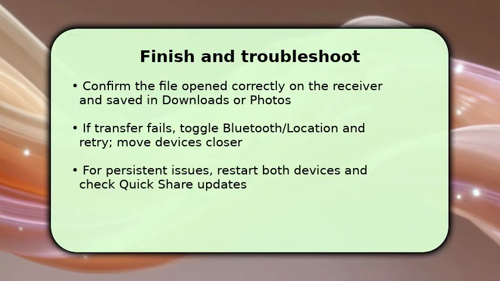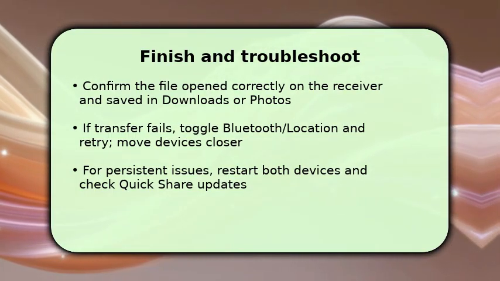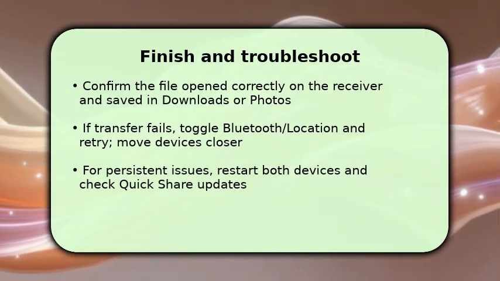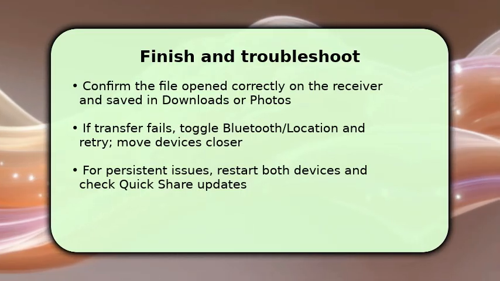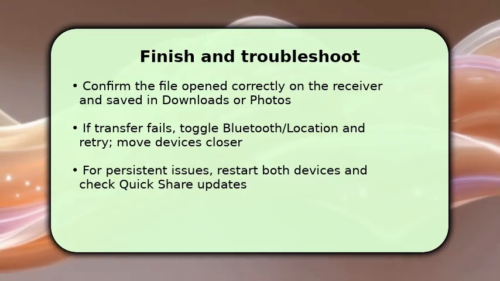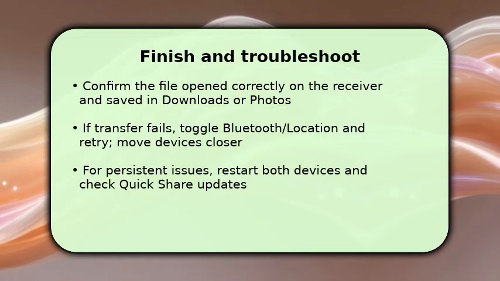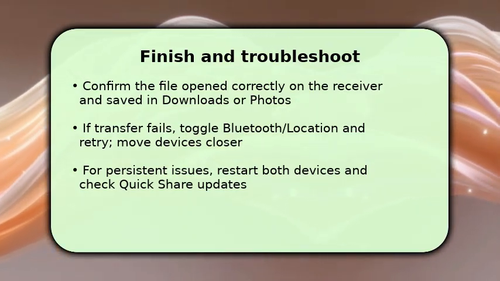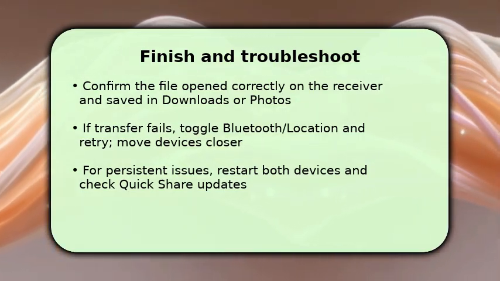If the transfer fails, first move devices closer and toggle Bluetooth and location off then on. Once done, retry the share. Make sure both devices remain unlocked during retries. If problems persist, restart both phones and check for Quick Share or system updates, and then try again. This sequence fixes most connectivity issues.